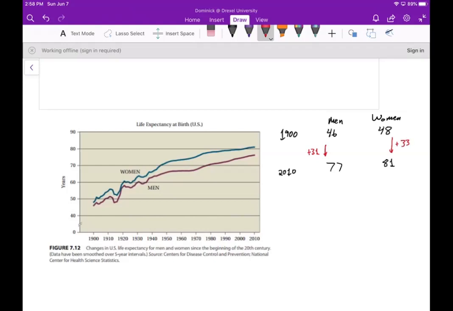So then if we sort of round this to 2100 and we just say that we increase by the same amount, if we were to increase this by 31, this would then be a 108. And this would be, if we increase it by 33, we're going to get a 114. So if the similar trends were to continue, then the male average life expectancy would be 108 and the average woman life expectancy would be 114.